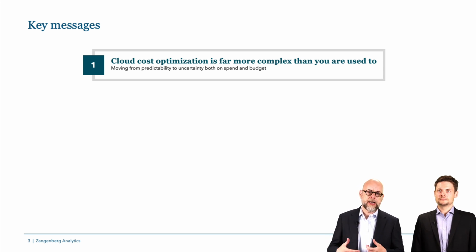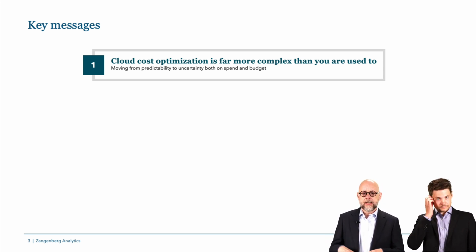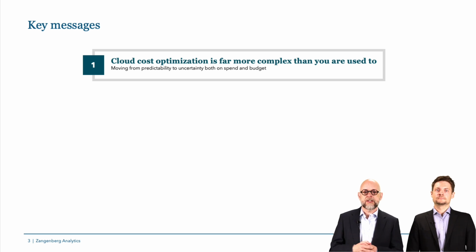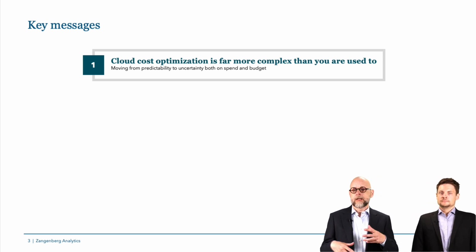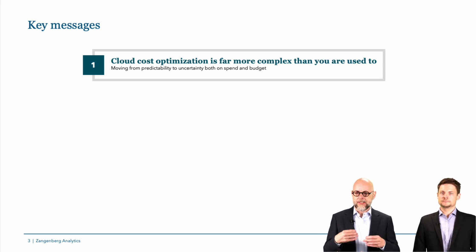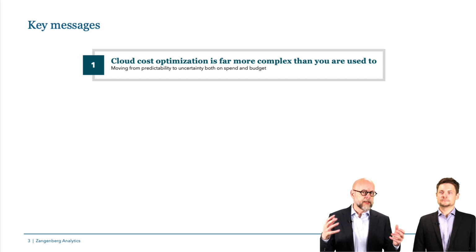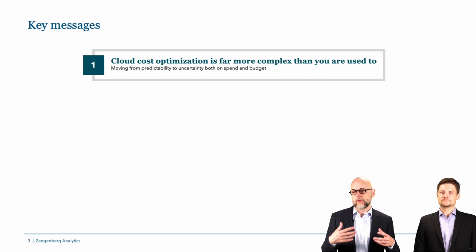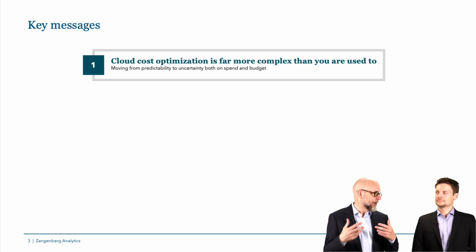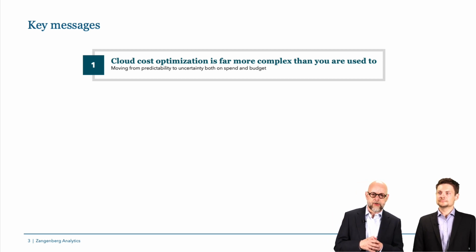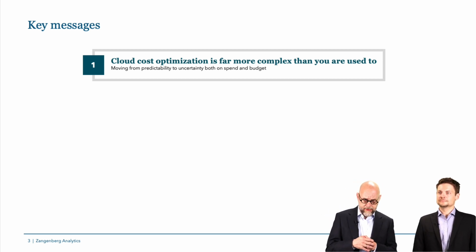FinOps, financial optimization in the cloud, is that cloud cost optimization is far more complex than you're used to. So basically what's happened is when you move to the cloud, managing cost becomes a discipline that is completely different to managing cost when you ran things in your own data center or when you outsourced your IT operation. It's a lot more complicated, and we'll show you a lot of those complications in a short while.